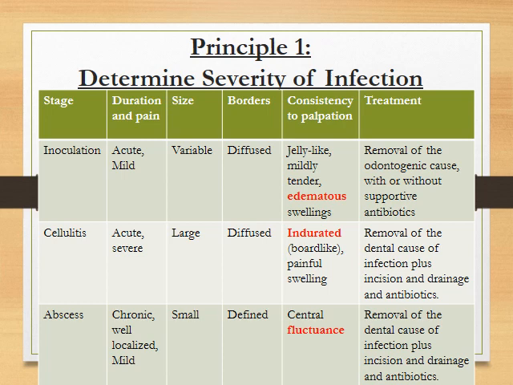When comparing the size, cellulitis is usually larger than the edema and the abscess. As I said, the abscess is well confined. So, in comparing the size, the cellulitis is larger than the abscess and the edema. The edema, when will we see it? In the inoculation stage.